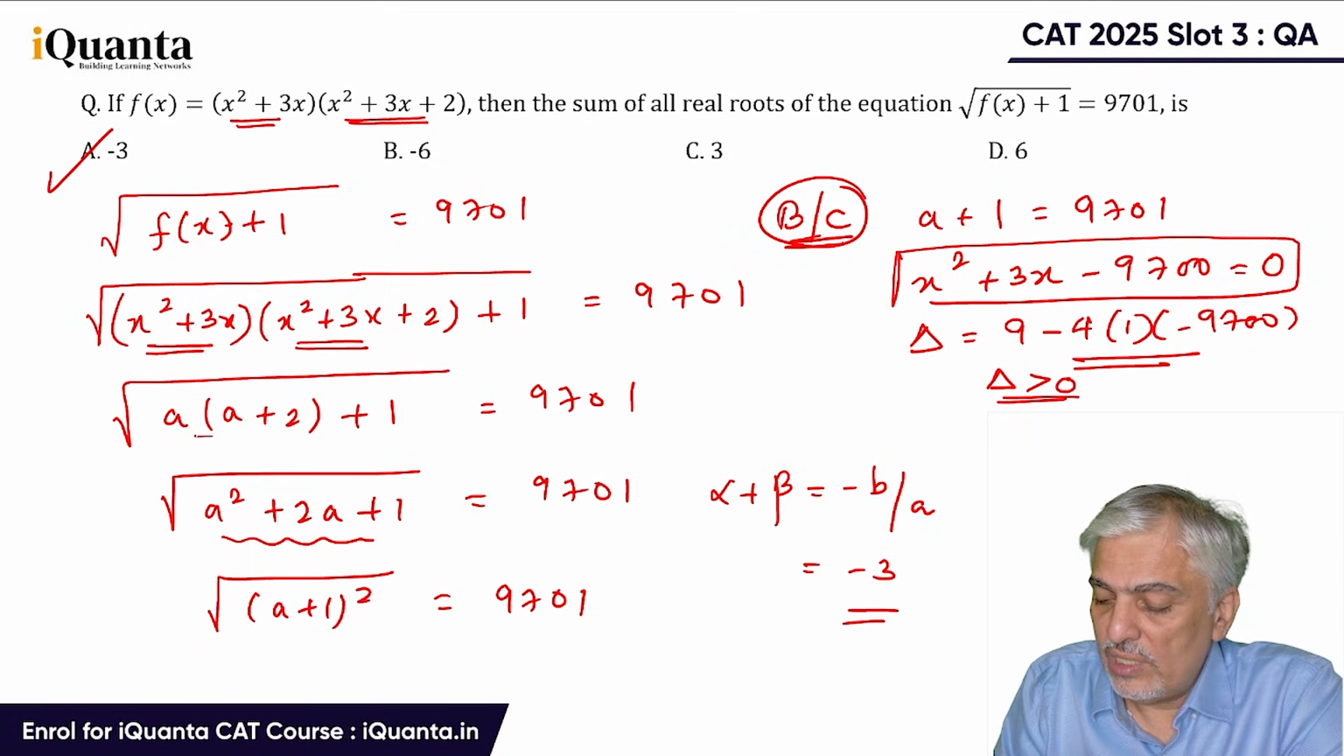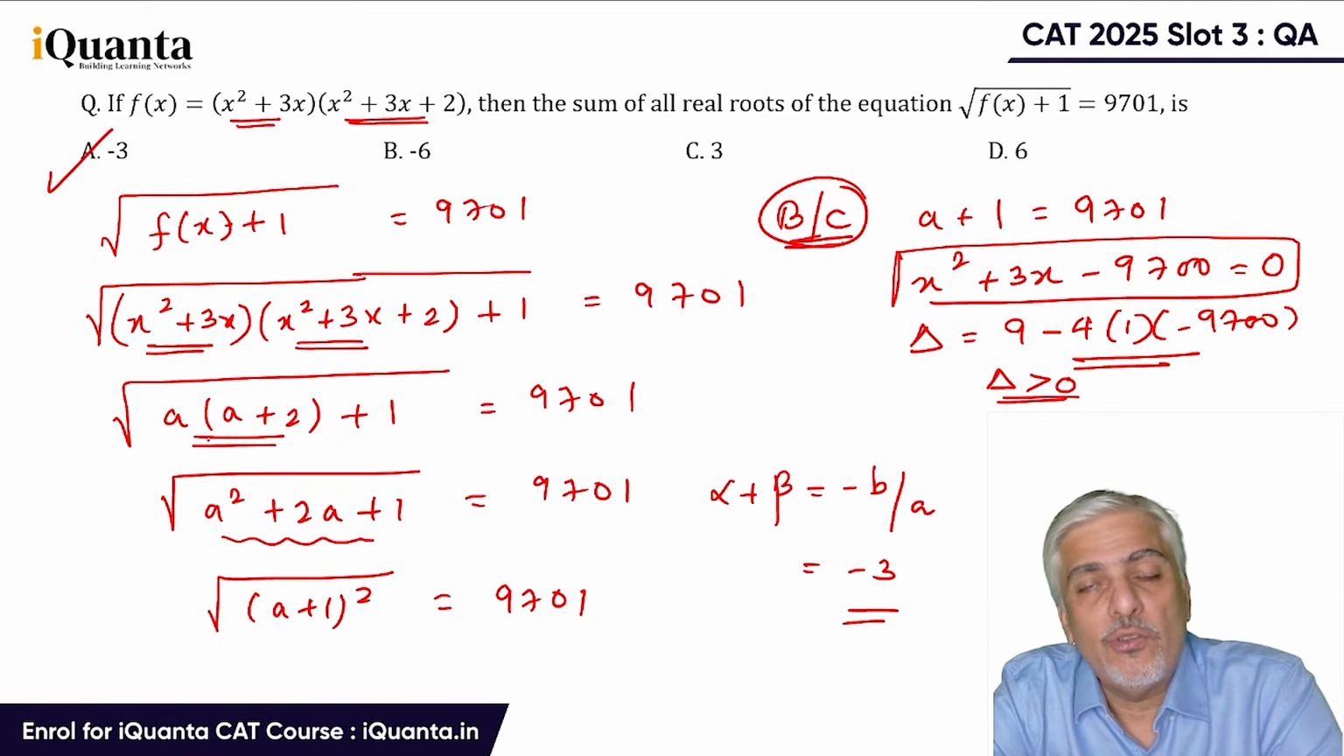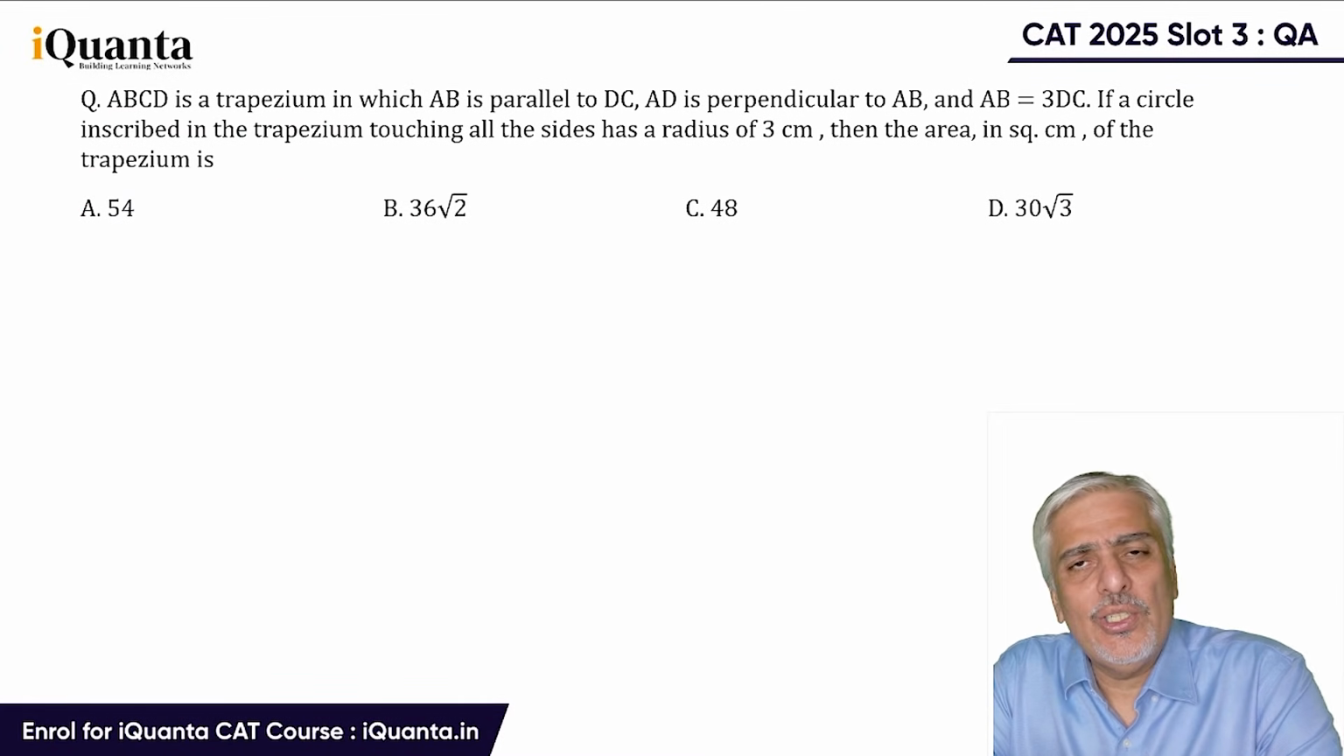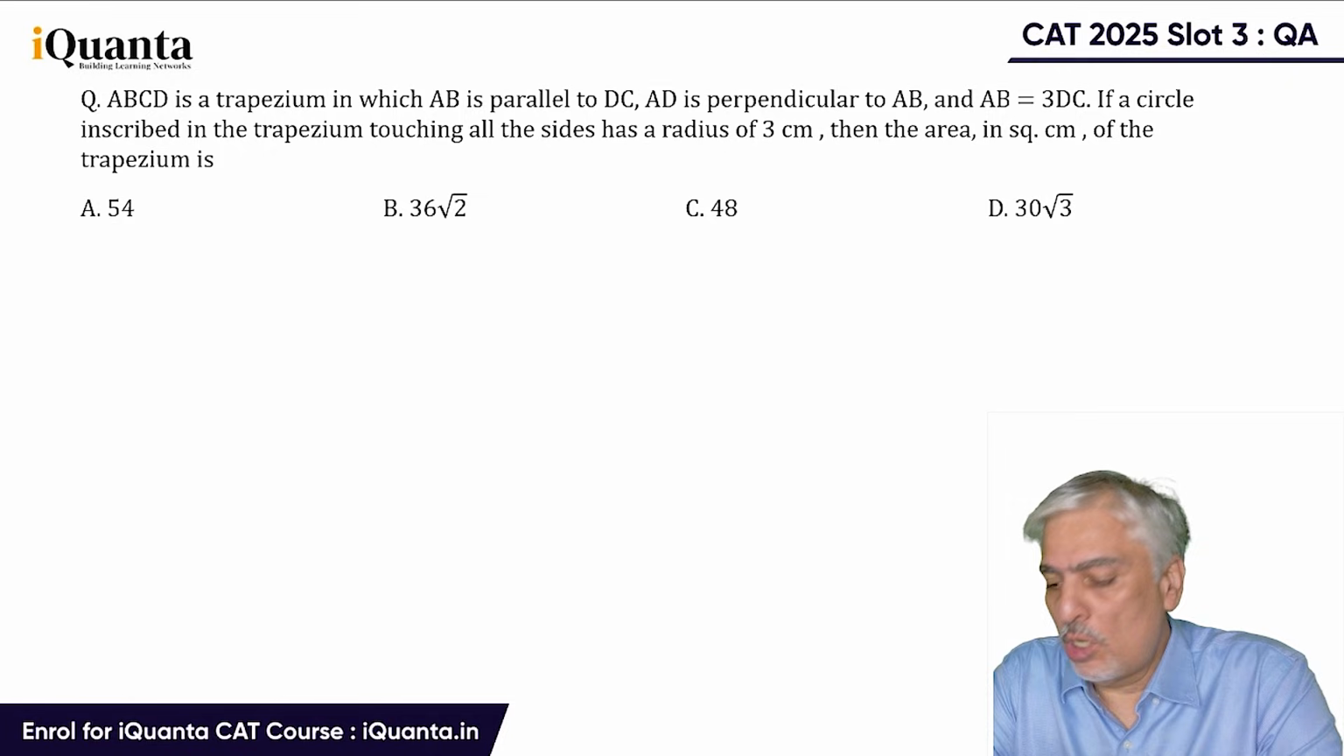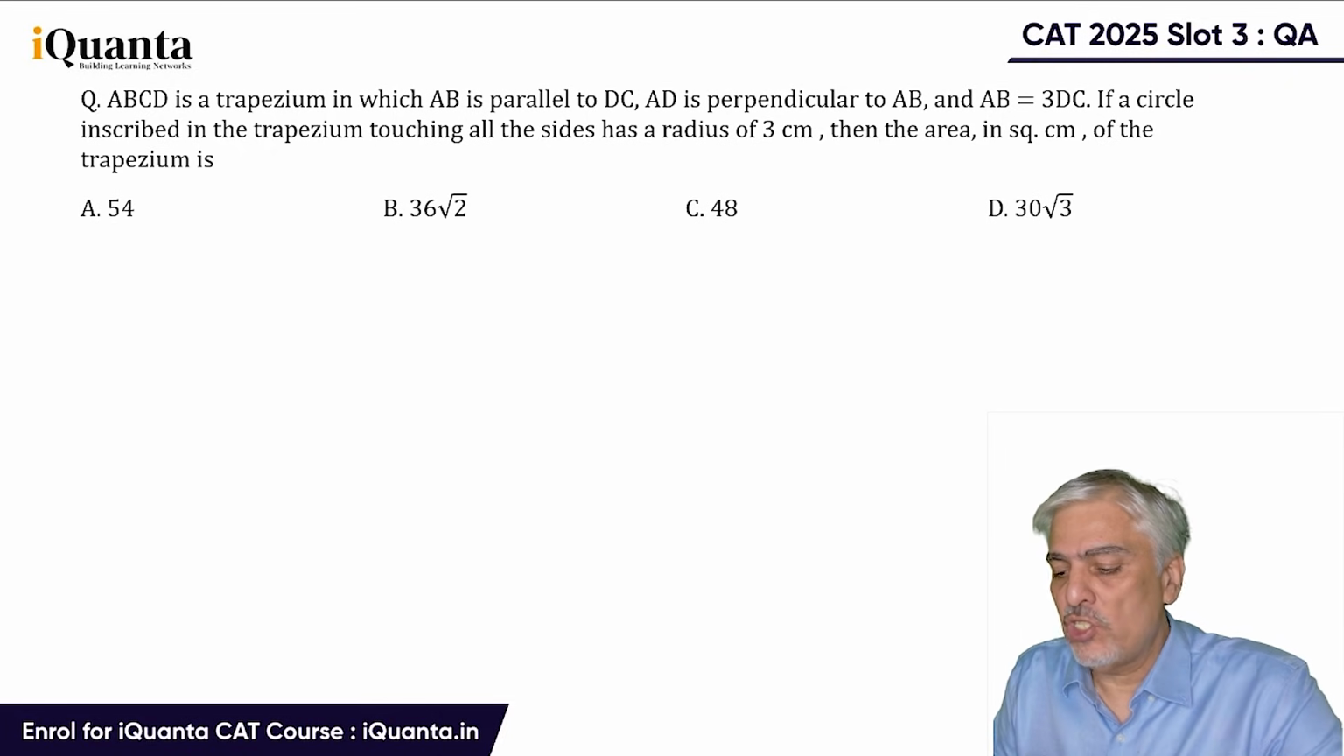People who figured out this A and A plus 2 very quickly would have got it much faster. Let's have a look at the next question. The next question is again a question from geometry. Slightly difficult question. Pay attention carefully.